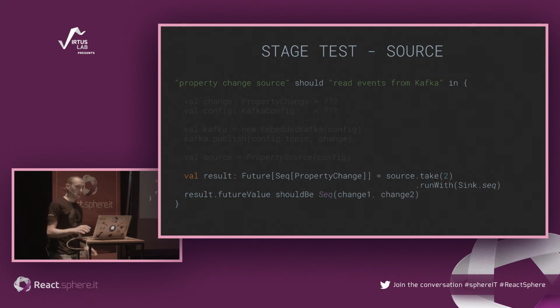Now, in case you need more messages in your test, you can use things like take with the number of messages you want in combination with Sink.seq. And this is another very quick way of testing your source. This will materialize to a future of a sequence of events, so you can then make assertions on top of this.